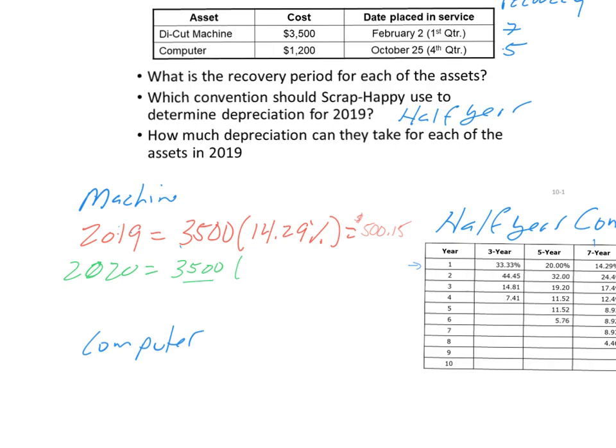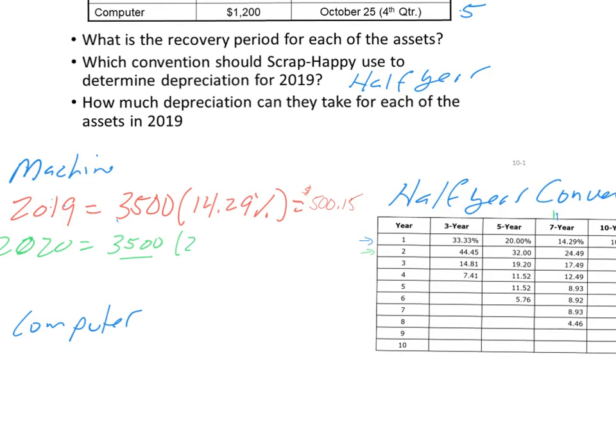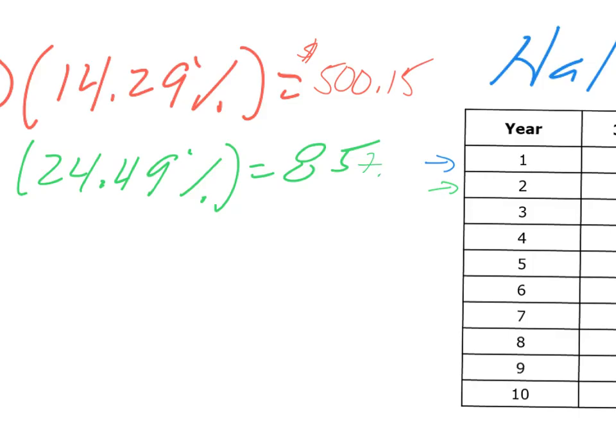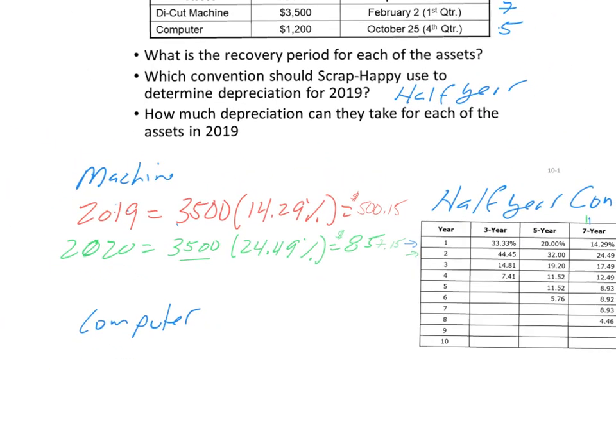All right, so now we have to go back over to our chart and look at our percents. Okay, so again, we're still talking about the machine, and so it's 7-year property, but now 2020 is year 2, and so our percentage is 24.49%. And so the depreciation that we get to recognize in 2020 is $857.15.